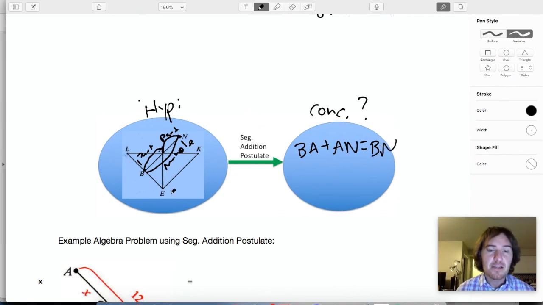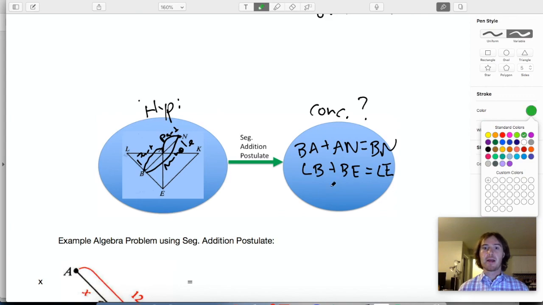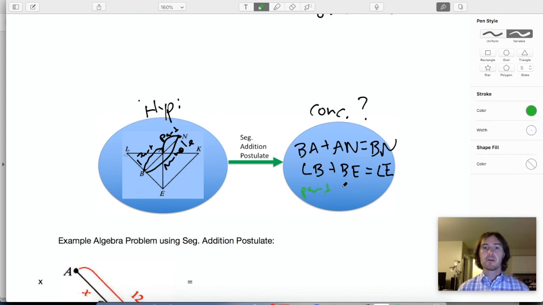What about down here? It looks like I got another point in between. A is between B and N, and B looks like it's between L and E. So what can I conclude? I can conclude LB plus BE equals LE. And we're good to go. Just a reminder on this particular postulate: it is part plus part equals whole. We're going to get a similar one for angles in the next lesson in section 1.3.